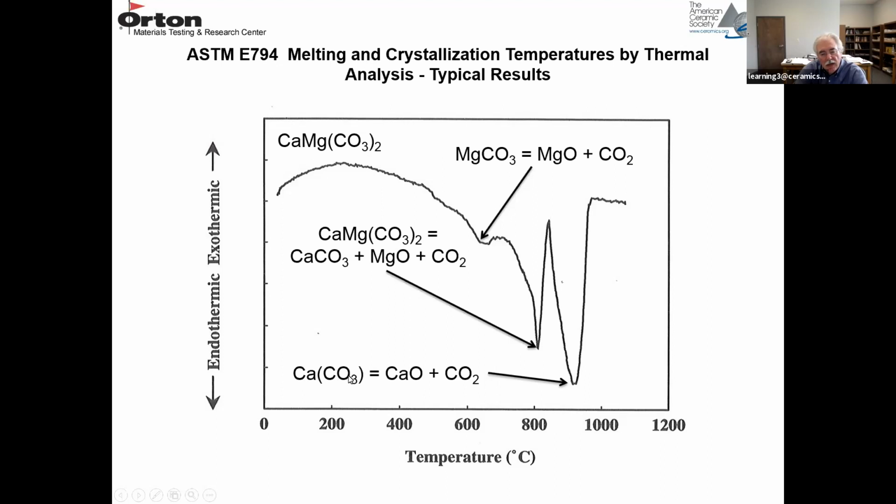Now you're just left with calcium carbonate, and that decomposes at a higher temperature. So you heat it up to a higher temperature, and then you get another endothermic peak for the calcium carbonate decomposition. So this tells you a lot of useful information. If you heat a dolomite as a function of temperature, you can see where the reactions take place. So your final product is MgO and CaO, and that's your refractory product.